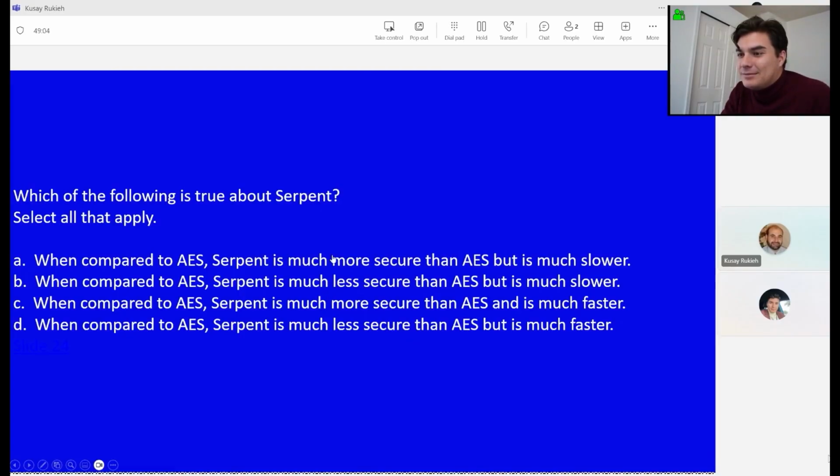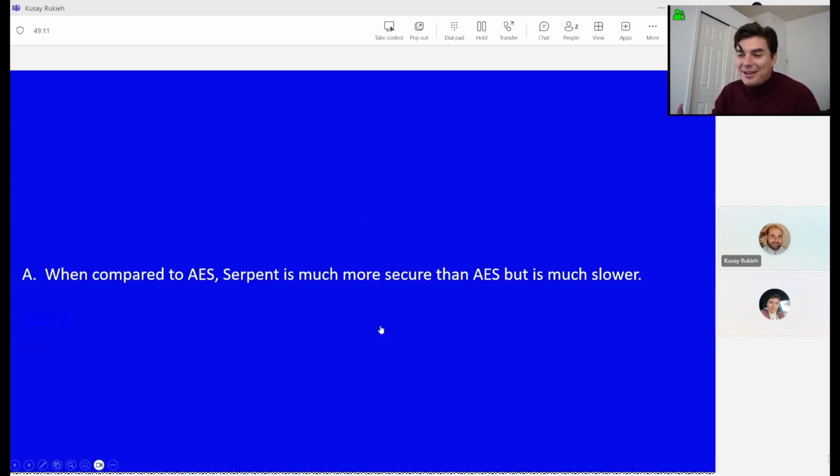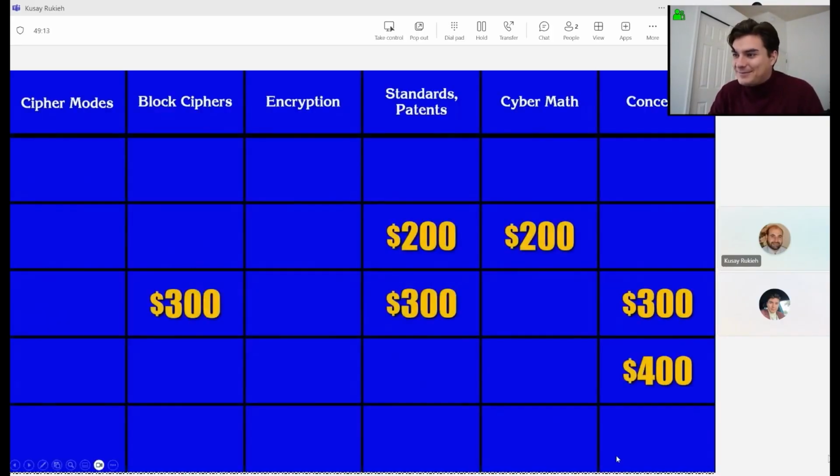So A would be a better answer. Serpent is much more secure, but A is much slower. I had no idea. Thank you for that. Yeah, no problem. Let's go with concepts for $400.